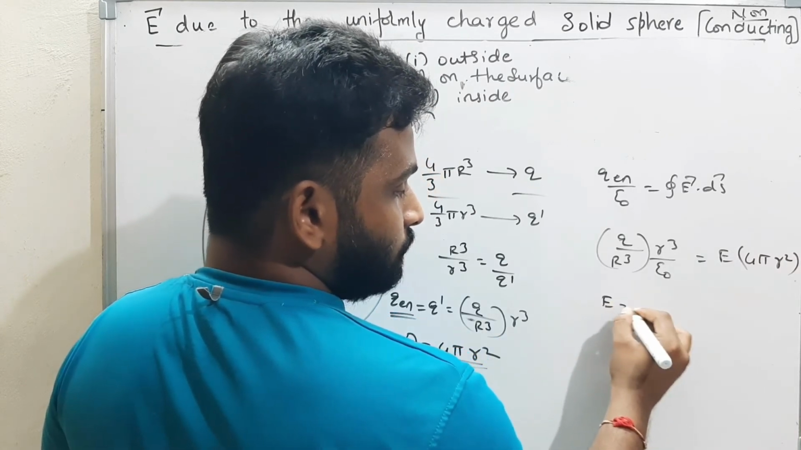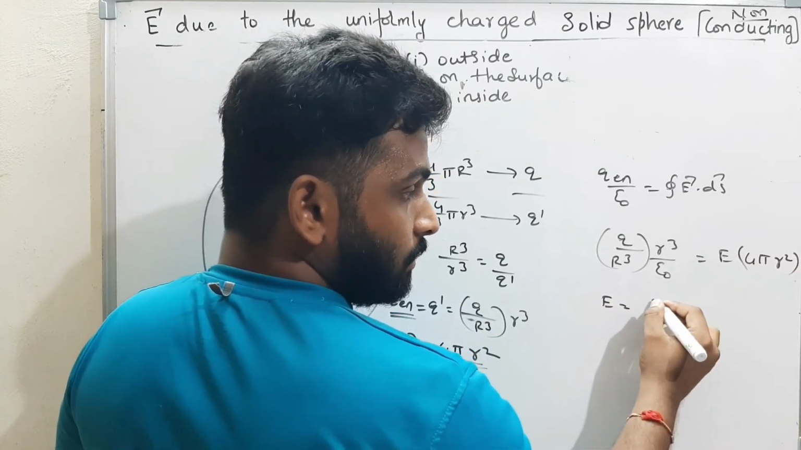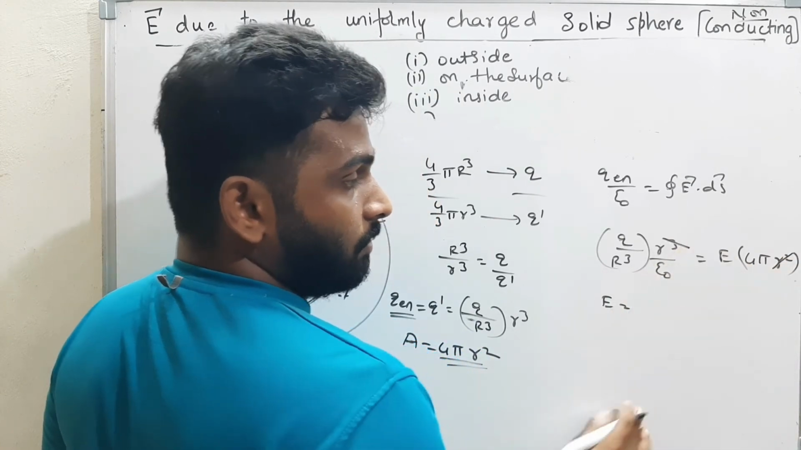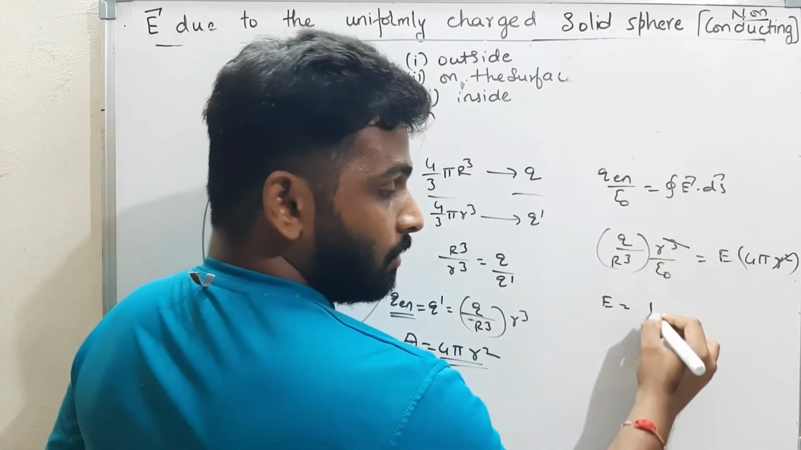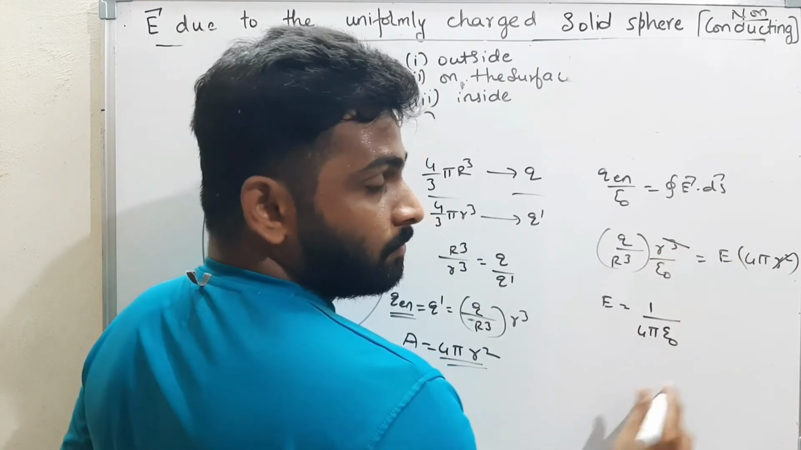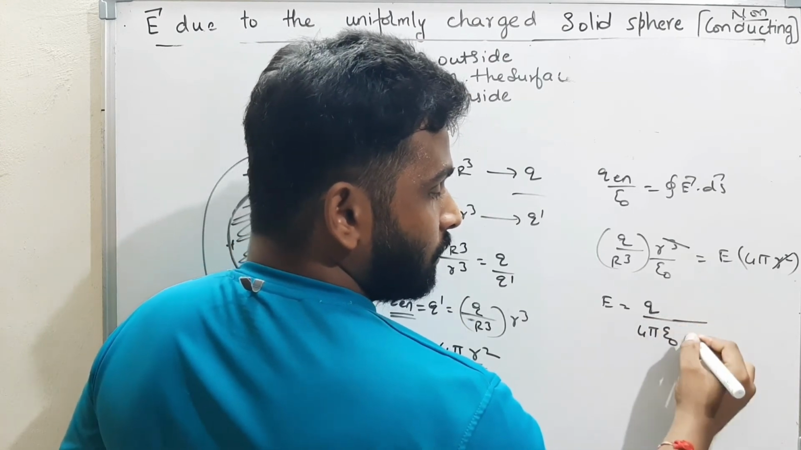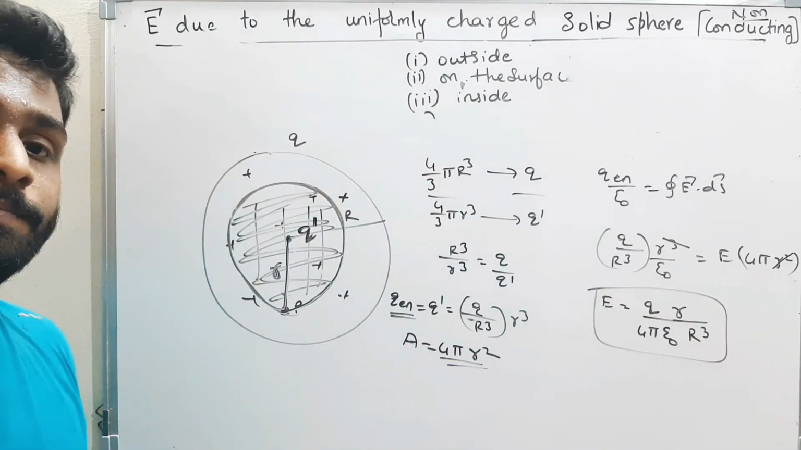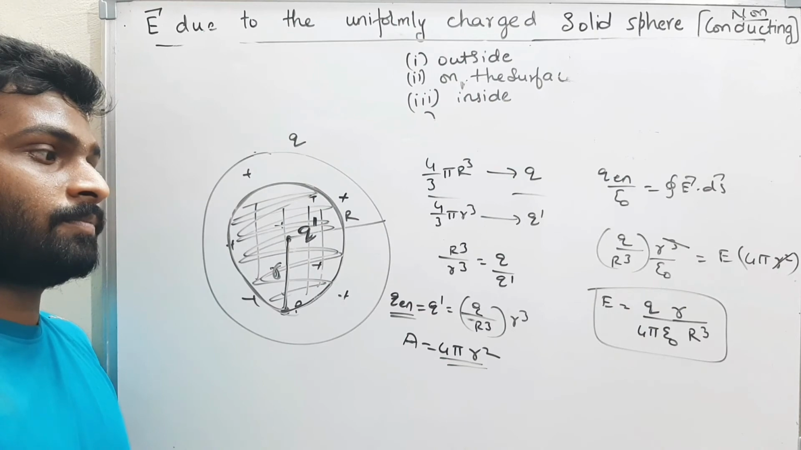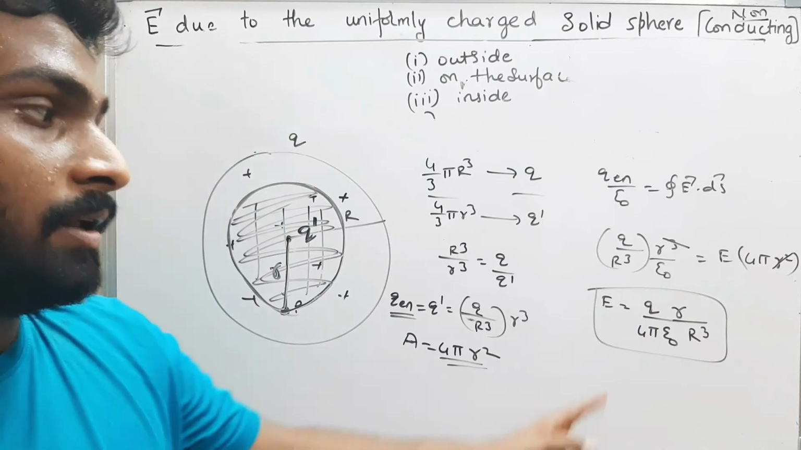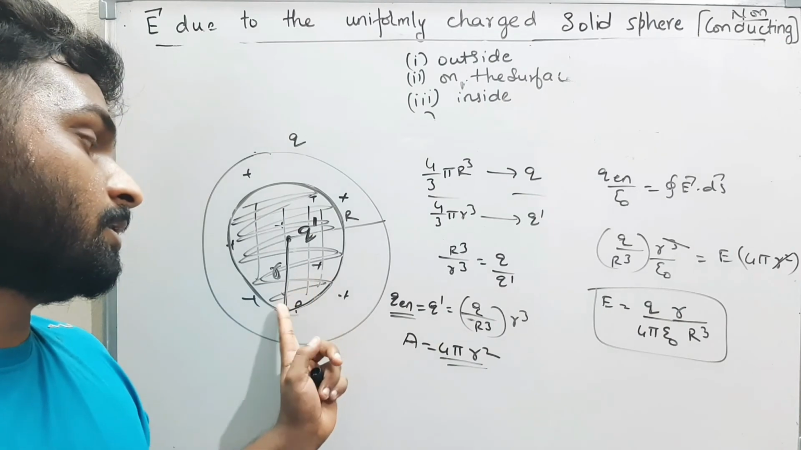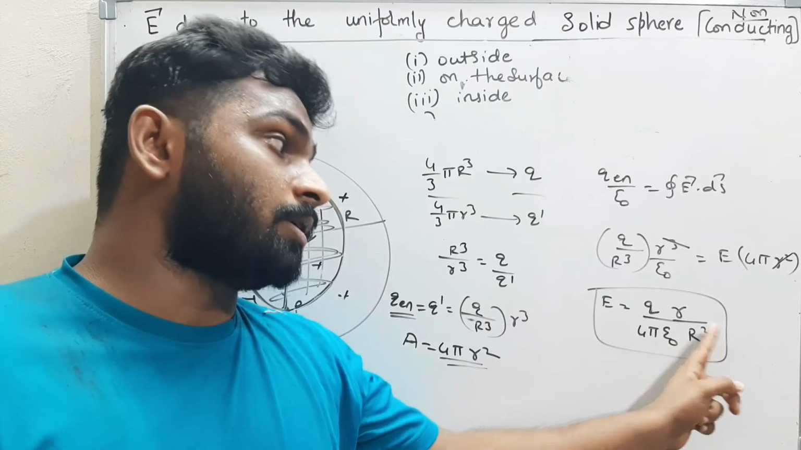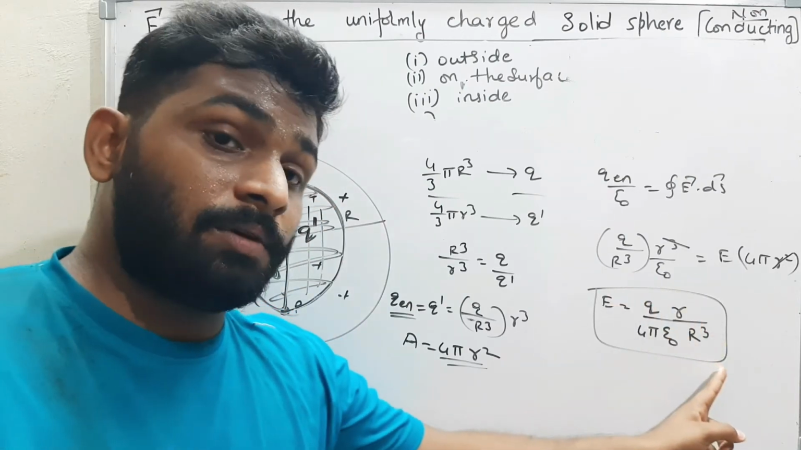Therefore, what is the electric field? The r square and the r in r cube, r square will be cancelled off. What is remaining? Small r. Therefore, the electric field is 1 by 4 pi epsilon naught, q by capital R cube into small r. That is the electric field. When a point is inside the body, the electric field is q by 4 pi epsilon naught R cube into small r. Please remember this.